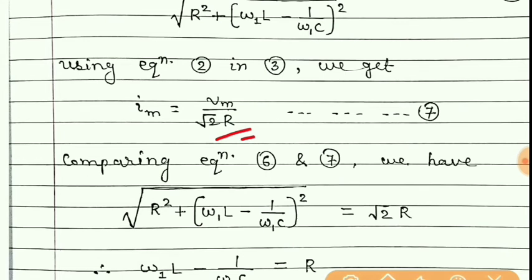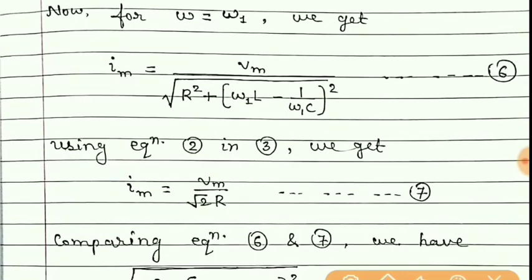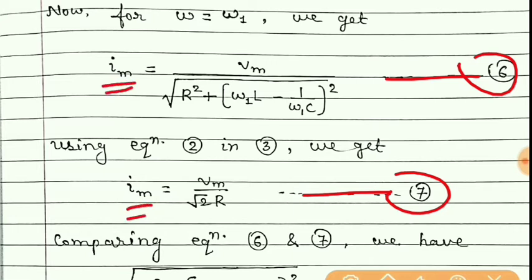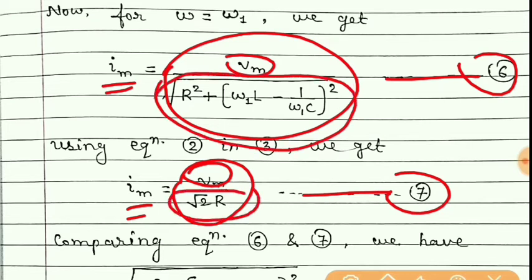Now just compare equation number 6 and 7. This is our equation number 7. We have to compare this with equation number 6, that is, this equation and this equation are compared. See, on left hand side it is Im, so this should be equal to this. But here in numerator there is Vm, so simply we can compare the denominators because numerator is same.